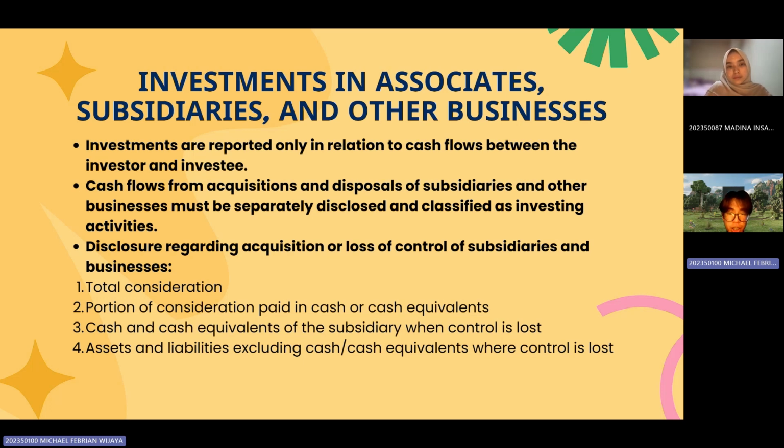Disclosure regarding acquisition or loss of control of subsidiaries and businesses. The first one is the total consideration. The second one is the portion of consideration paid in cash or cash equivalents. The third one is the cash and cash equivalents of the subsidiary when control is lost. And the last one is the assets and liabilities, excluding cash or cash equivalents, where control is lost. So this disclosure increases transparency, helping users of financial statements assess the impact of business combinations or disposals on the entity's cash flow.